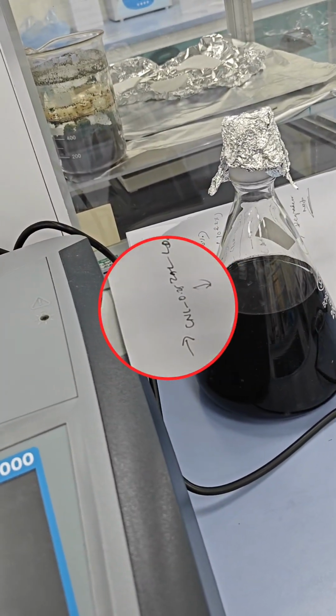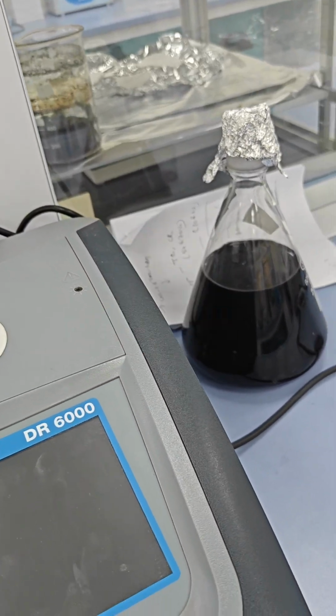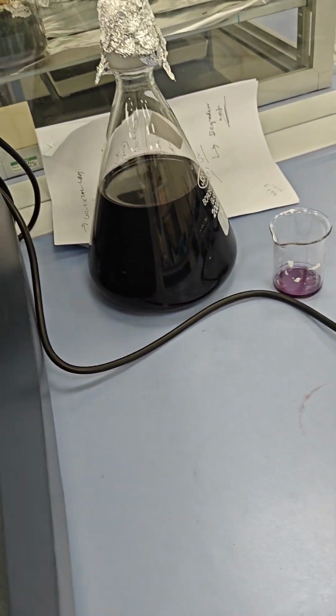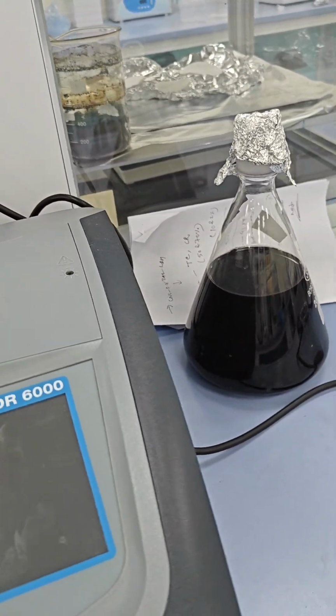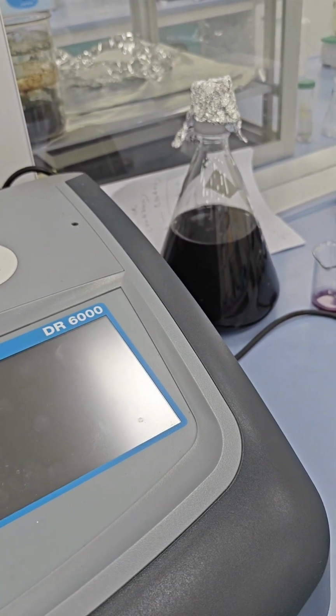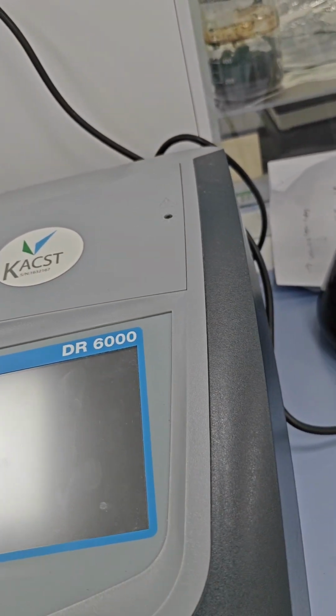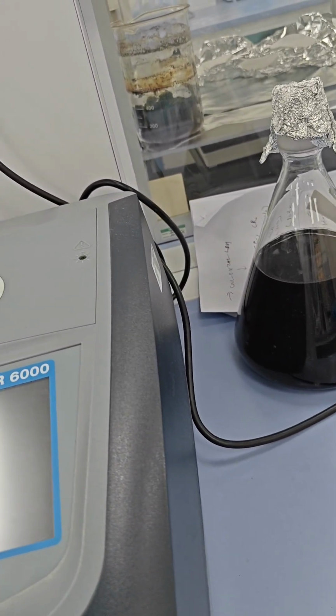Hello viewers, in today's video we will do the scavenging, or you can say not scavenging, you can say we will try to find out the reactive oxygen species that are mainly involved in the photocatalysis process, and this is very important in terms of mechanism.